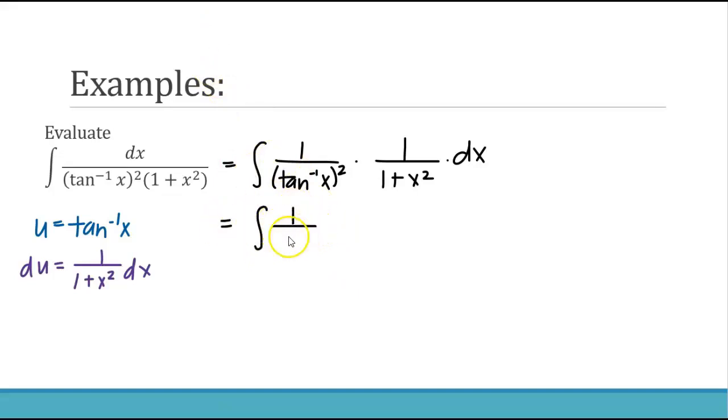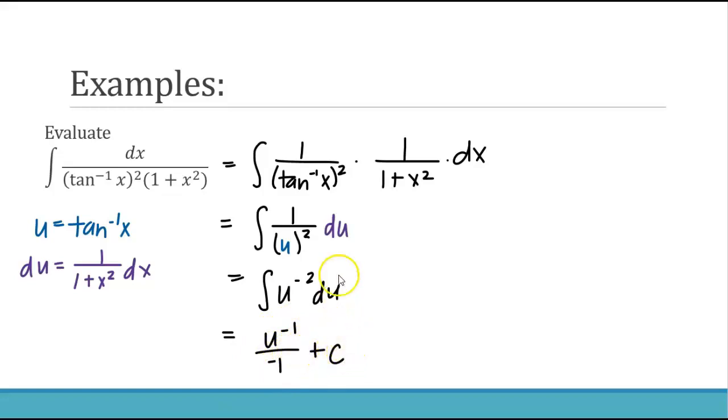I'm going to have 1 over u squared, so there's my u, and then this whole piece right here is just du. So it turned it into a nice little integral. So 1 over u squared du, which is the integral of u to the negative 2 du, or u to the negative 1 over negative 1 plus c. So we can't forget to actually take the antiderivative.